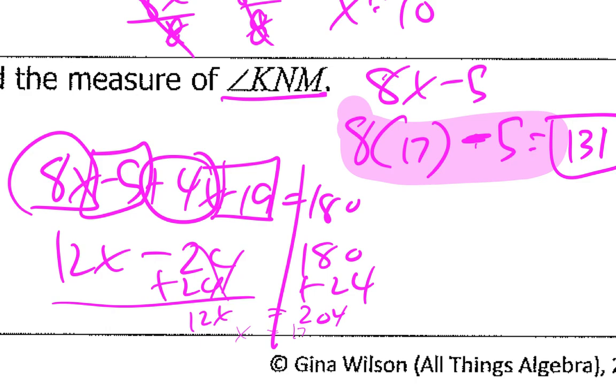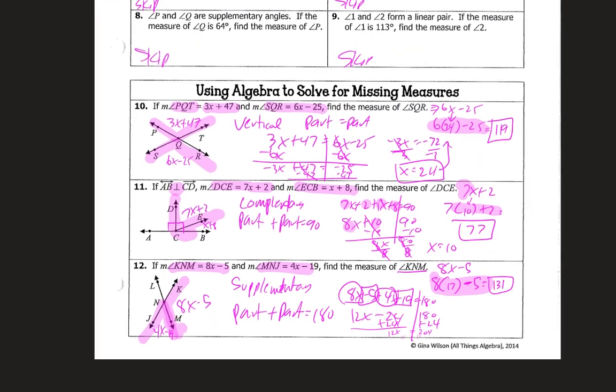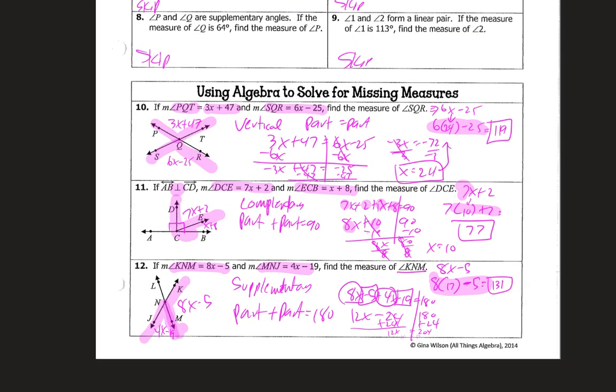Okay, so that's the main thing that we need to remember: how are we dealing with this? Is it going to be part plus part equals 90, or part plus part equals 180?